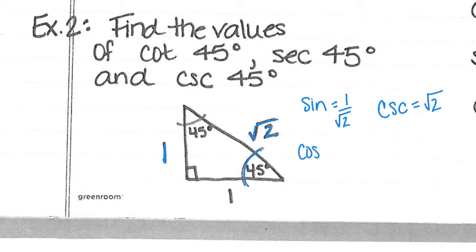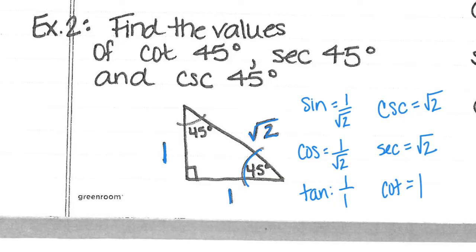The cosine, we're going to get the adjacent over the hypotenuse. I don't need that. I don't have to rationalize, but I do need the secant, and that's going to be root 2. And the tan is just opposite over adjacent, so notice the cotan is also just 1.